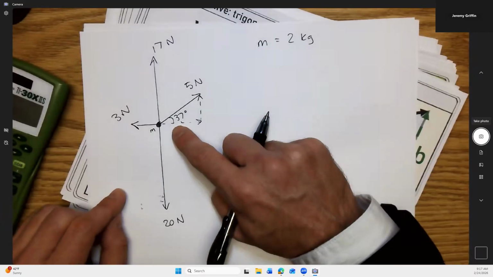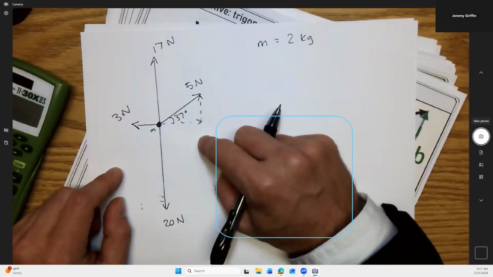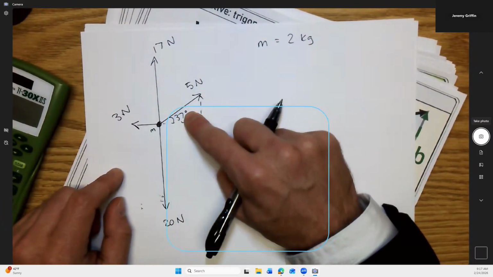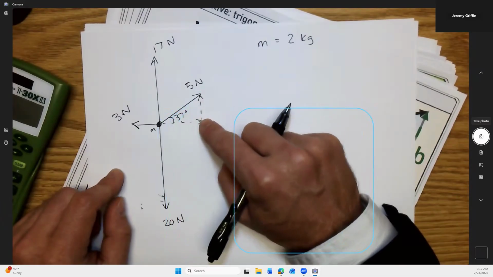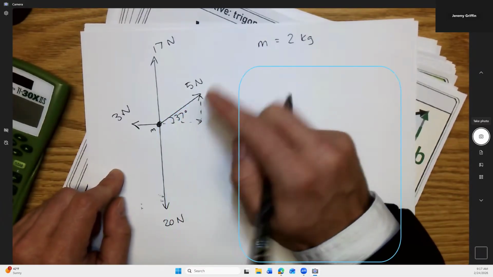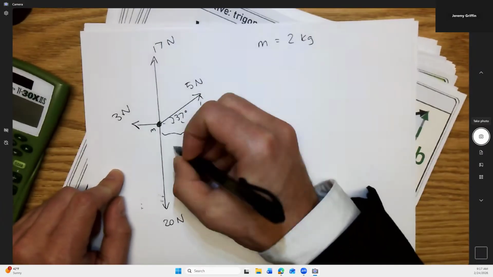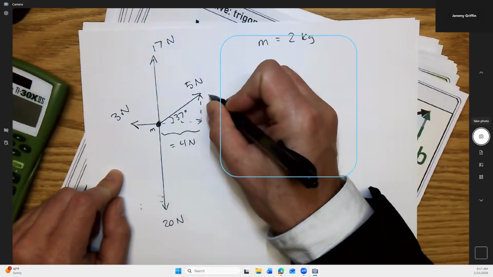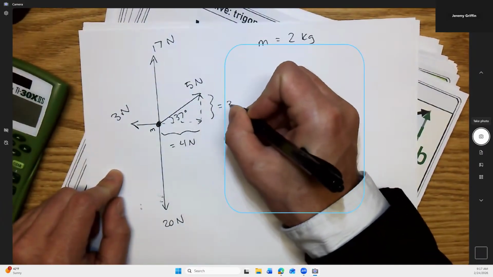All right, so you guys got the same picture here? All right, let's start with this 5 newton force at this 37-degree angle. Let's break this into components. Guys, what's this component here? Yeah, equals 4 newtons. And what's this component right here? Yeah, equals 3 newtons.